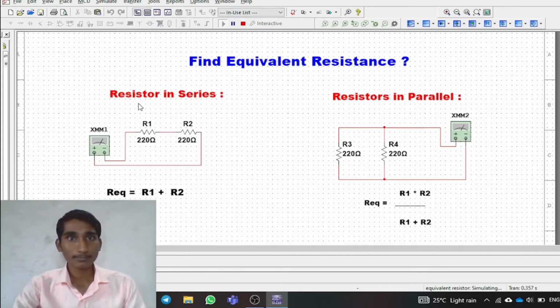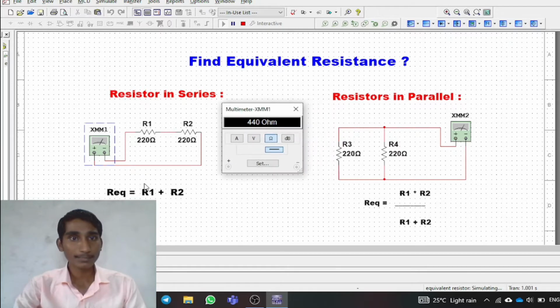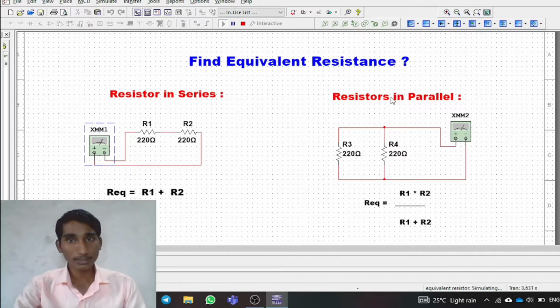I have run this simulation. Now you can see the value of resistance. The equivalent resistance is 440 ohms. So note it down, 440 ohms in series. Two resistors of 220 each will add up to give us 440 ohms. We'll now see for resistors in parallel.